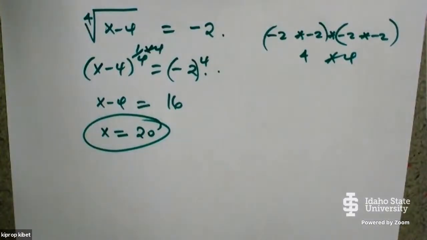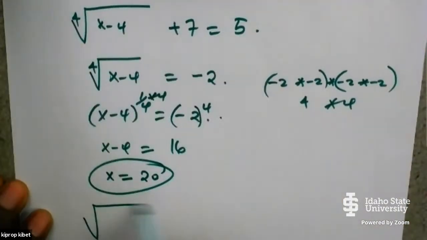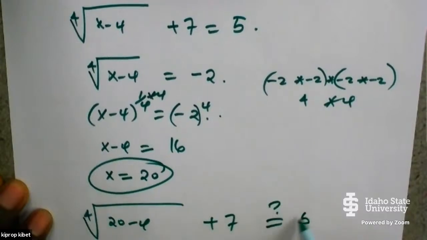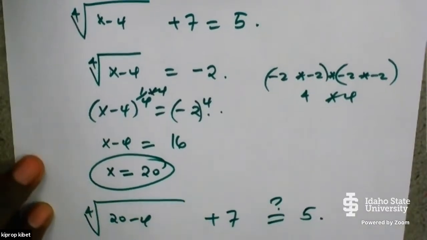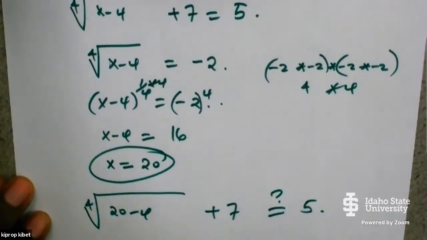So you go back and check whether this is correct. Take it back there. The fourth root of 20 minus 4, plus 7, is it equal to 5? So 20 minus 4 is 16.